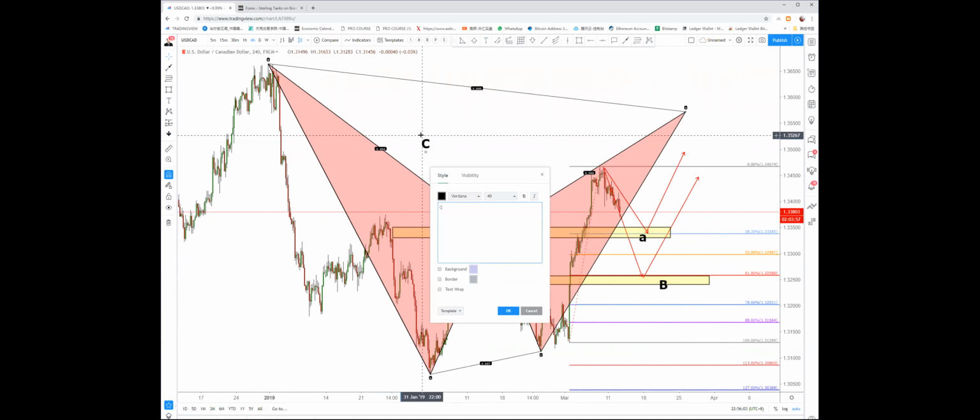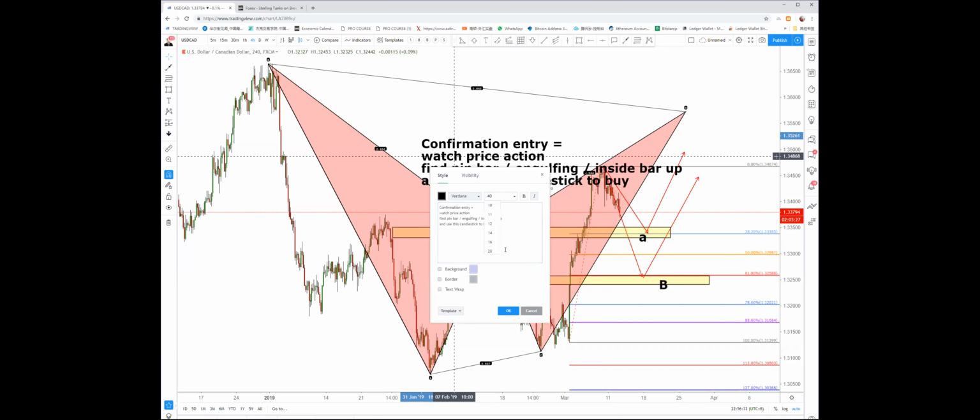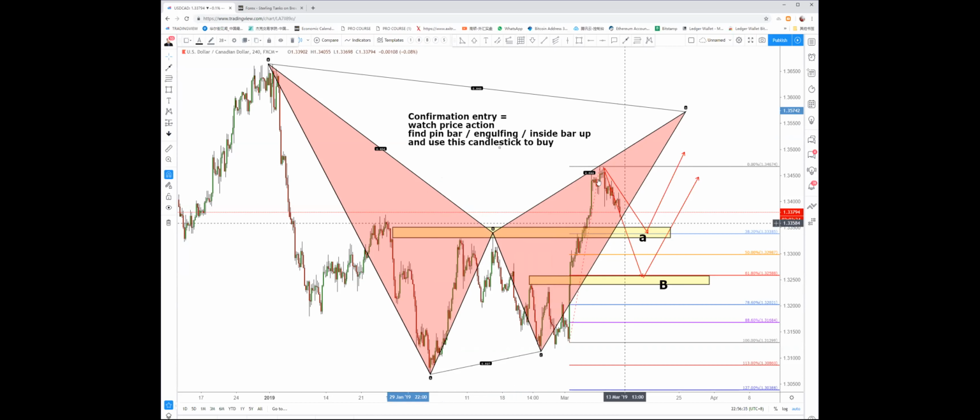So what is confirmation entry? Confirmation entry means, okay, watch price action, find a pin bar, engulfing, or inside bar breakout, and use these candlesticks to buy. Do you understand? So this is what we call confirmation entry. You don't buy when the price comes in directly. You wait for the price to form a pin bar to tell you, oh yeah, there's a buying force, and you start to buy.